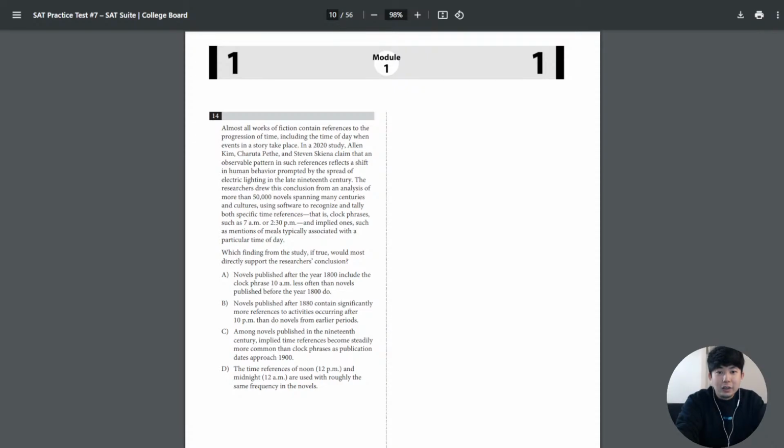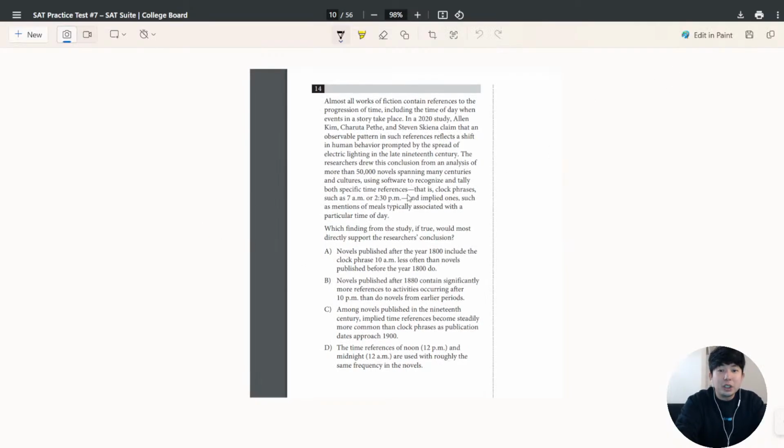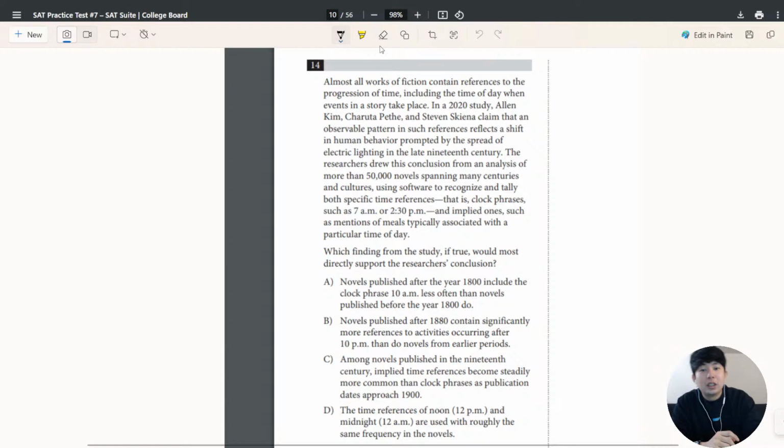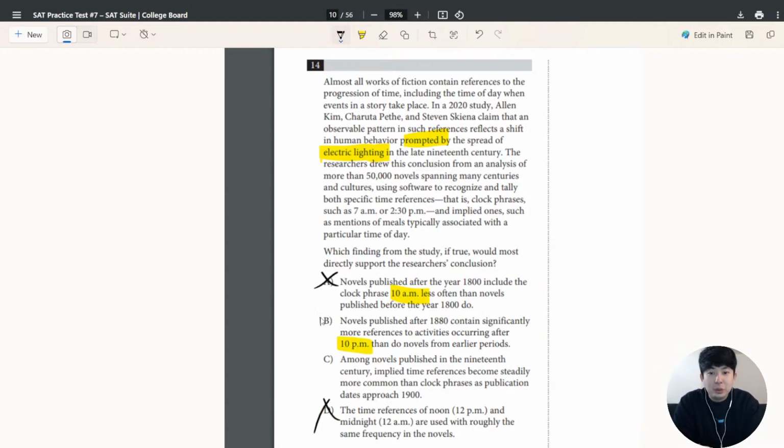Yeah. Okay. So the really quick version of this, right? This was caused by electrical lighting. It's prompted by electrical lighting, right? Okay. So then this is not a change, so you take it out because it's roughly the same. I need a change, and this is out because I don't know what the relationship between 10 a.m. and electrical lighting is. This is my answer because at 10 p.m. you wouldn't need lights because the sun goes down. And then this one, implied time and clock phrases, I don't know if they're related to electrical lighting.